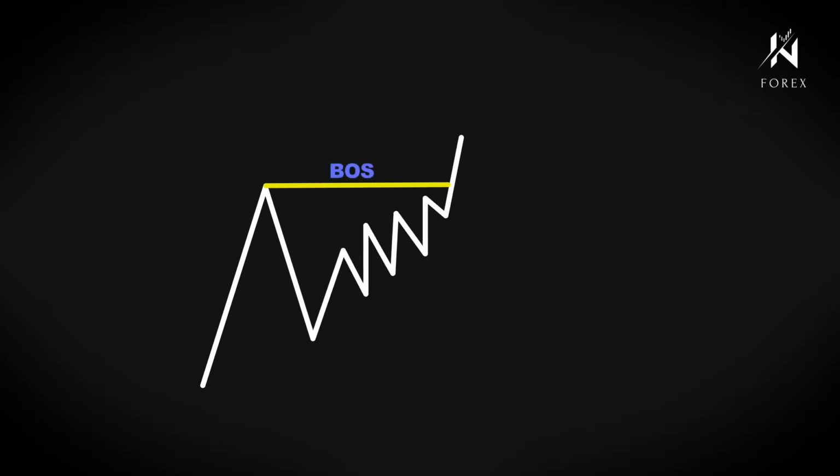This is entry model 3, and when you see it, you'll know exactly what to do. Price is in a bullish run. It pulls back, then it starts ranging. Suddenly, it breaks the previous high. But here's the twist. During that move up, a clean trendline liquidity forms. Smart money loves that. So price pulls back, hunts that liquidity, and sweeps it clean.